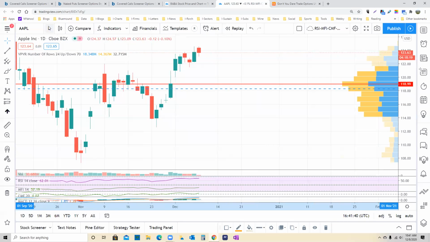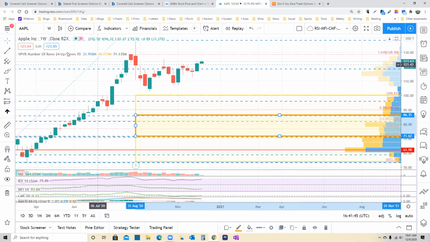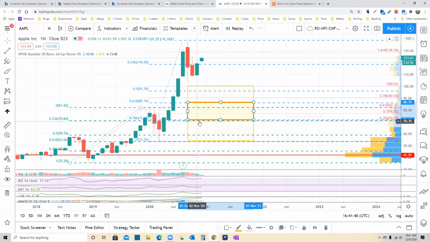You know, I don't even know that you need to really hardly ever look at the daily chart. You just look at your weekly chart and your monthly chart, and you're going to have pretty good information. So on the monthly, Apple is overbought again. Probably means trim or sell a covered call.